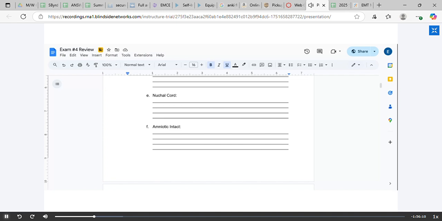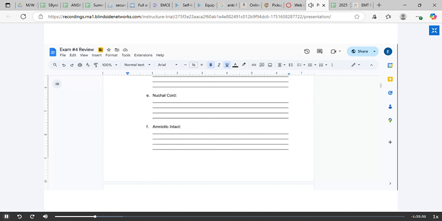Let's see here. The amniotic sac is still intact. So this is something that can happen. Most of the time, though, if the water hasn't broken, sometimes the physician will go in and actually break the sac.